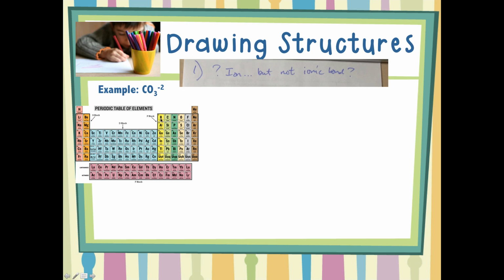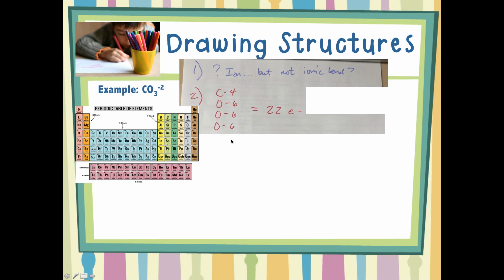Carbon is here, so 1, 2, 3, 4 for carbon, and then each oxygen from before, like we did, is 6. So that means if I add that all up, I've got 3 oxygens, they all have 6, and then 4 from the carbon. That looks like 22. But remember, there was that -2 charge on this compound. So then we got to remember, okay, a negative charge, the reason you become negative is if you gain electrons.